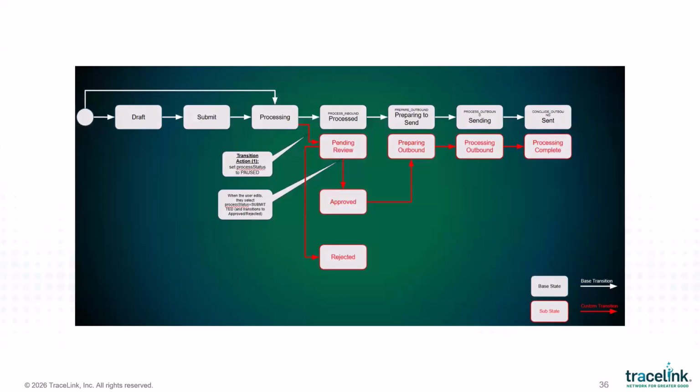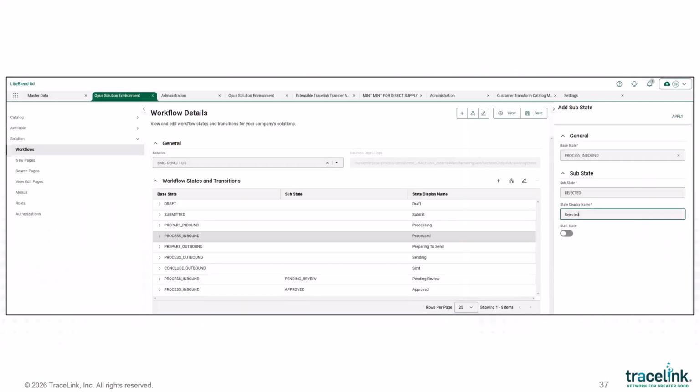For this use case, the key review substates are pending review, approved, and rejected. You're already aware of how to create substates as discussed in demos earlier in this course. The important point is that the transaction moves into pending review and pauses there. The user then reviews the invoice in Opus and moves it to approved. Once approved, the transaction continues to outbound processing. After adding substates, the workflow details page will show all the newly added substates under the Workflow States and Transitions table. We'll now add transitions with Transition Action JavaScript snippet.